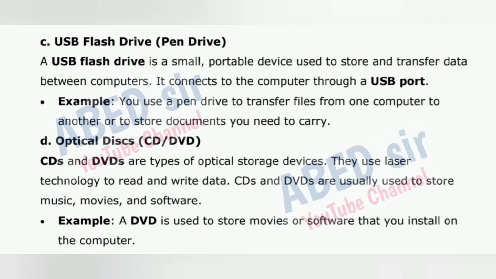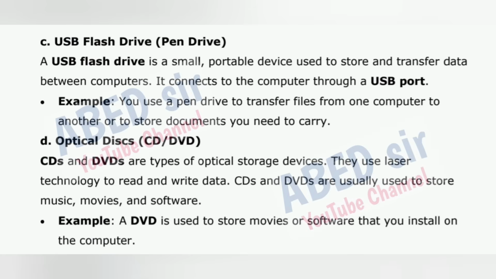C. USB flash drive, pen drive. A USB flash drive is a small, portable device used to store and transfer data between computers. It connects to the computer through a USB port. Example, you use a pen drive to transfer files from one computer to another or to store documents you need to carry.